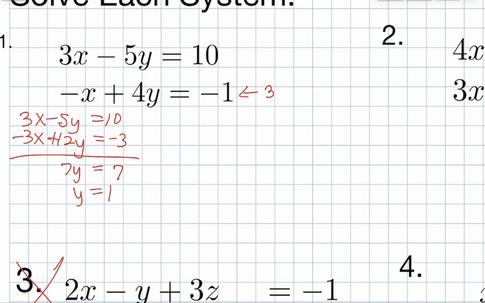Now remember, we're not done for a system until we find the point of intersection. So we need both the x and the y. Now it doesn't matter which equation we use at this point. I decided to use the top one, where y was sitting, I plugged in 1. So if you plug in 1 to this equation for the y, we get 3x minus 5 equals 10. Add 5 to both sides, we get 3x equals 15. Divide by 3, we get x equals 5. Now don't finish it like that. It's an ordered pair. It is a point of intersection, so write it as a point. So the point of intersection for number 1 is (5, 1).